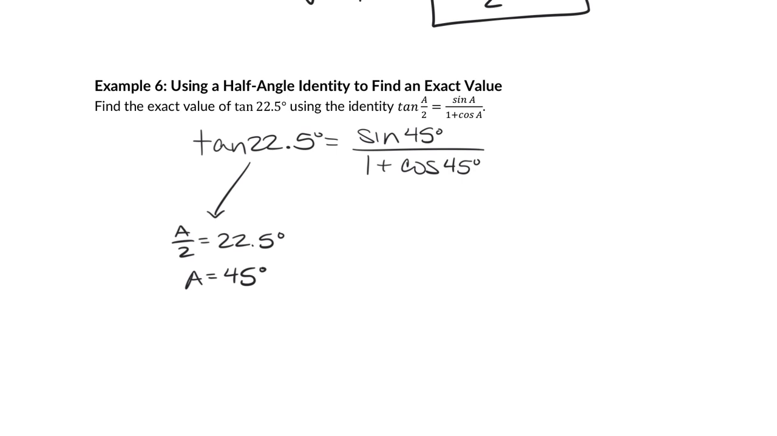Cool. Unit circle moment. What is the sine of 45 degrees? Square root 2 over 2. What is the cosine of 45 degrees? Square root 2 over 2. Oh boy. Here comes the algebra. Oh no, that was the trig.